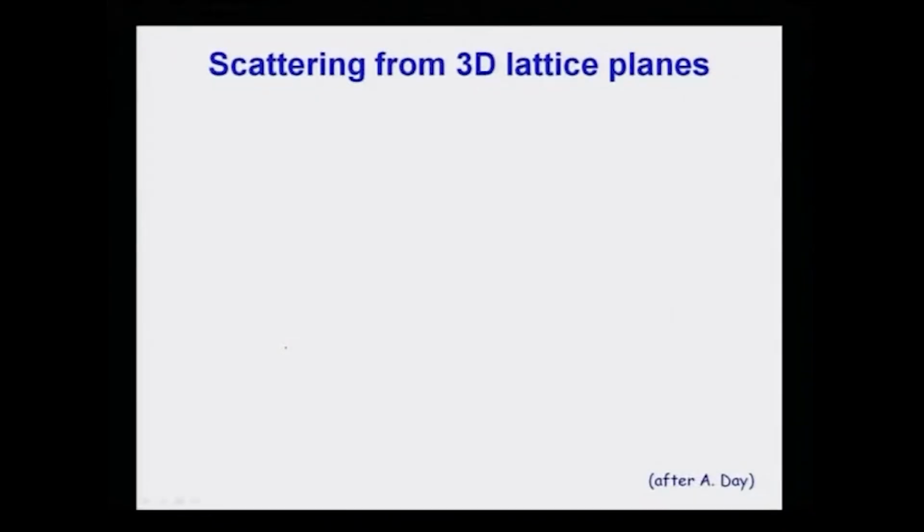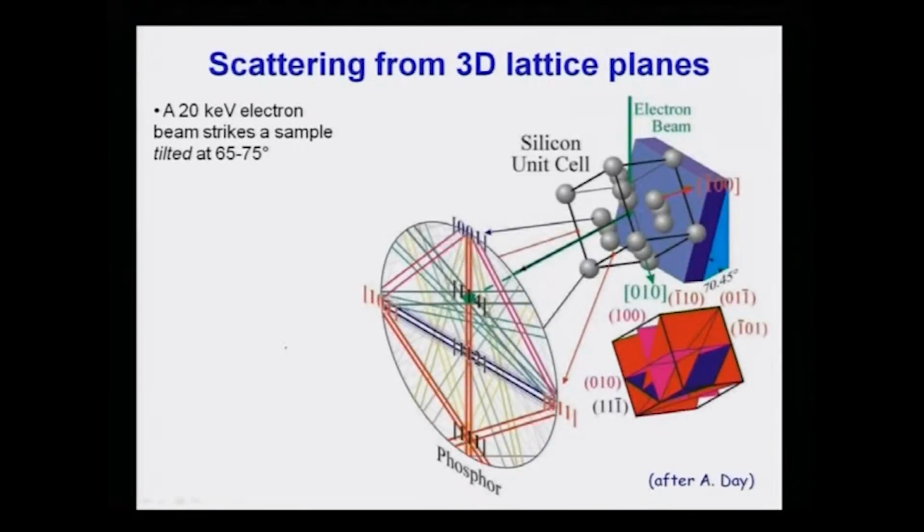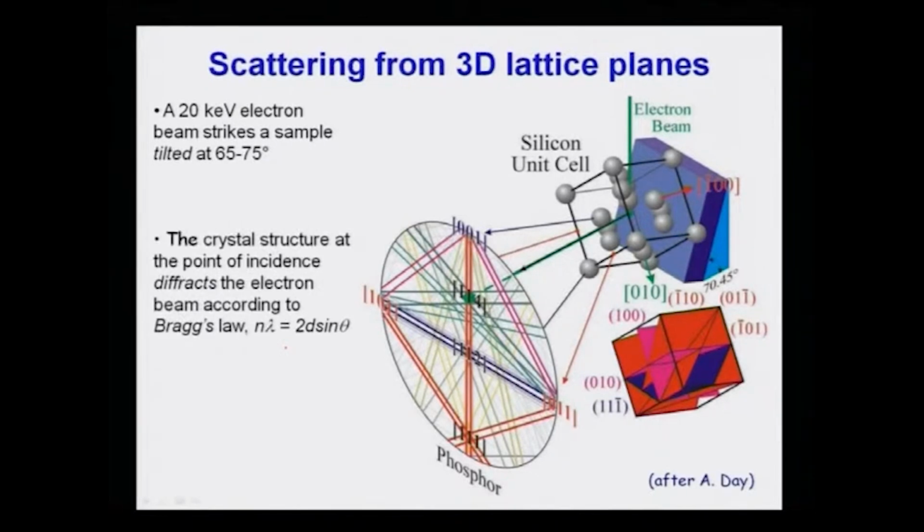Now, obviously, one can look at the scattering from 3D lattice planes. Suppose we have a 20 kilovolt electron beam striking the sample, which is tilted to 65 to 75 degrees with respect to the beam. Suppose this is a silicon unit cell, again a diamond cubic structure, with the electron beam falling on it. Different planes will scatter and form these Kikuchi lines, which are shown in this picture here.